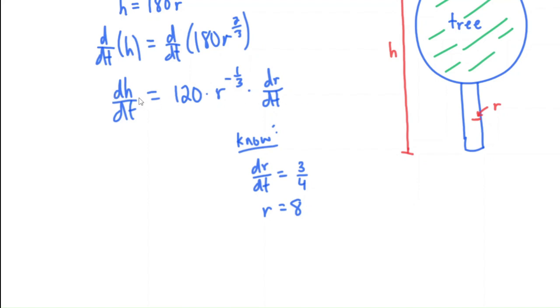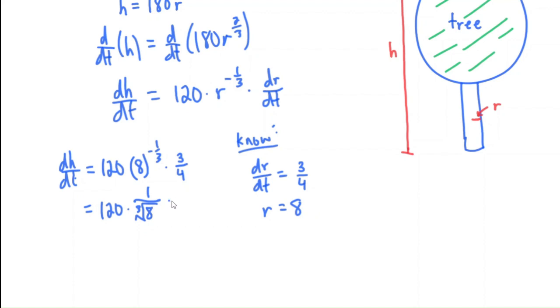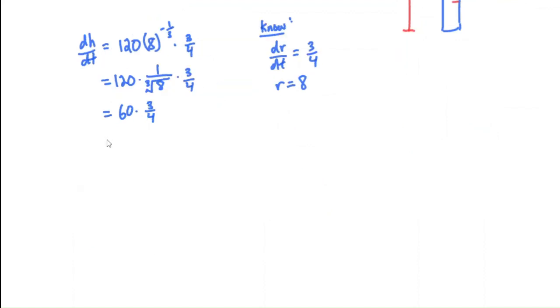So we're going to go back to this formula and plug in what we know. So dh dt is going to equal 120 times r to the negative 1/3, but our r is 8, times the dr dt, which is 3/4. Okay, so let's plug things in here. We have 120 times, well, this is really 1 over 8 to the positive 1/3, or the cube root of 8, times 3/4. Now the cube root of 8 is just 2.